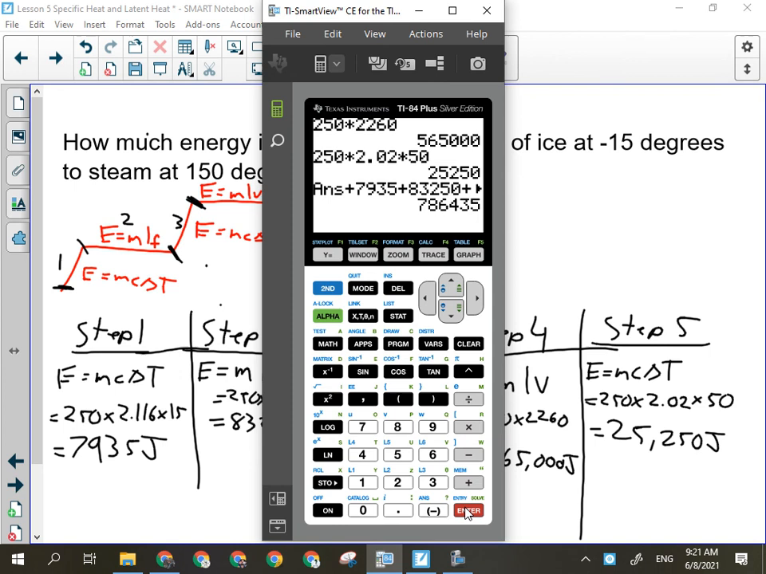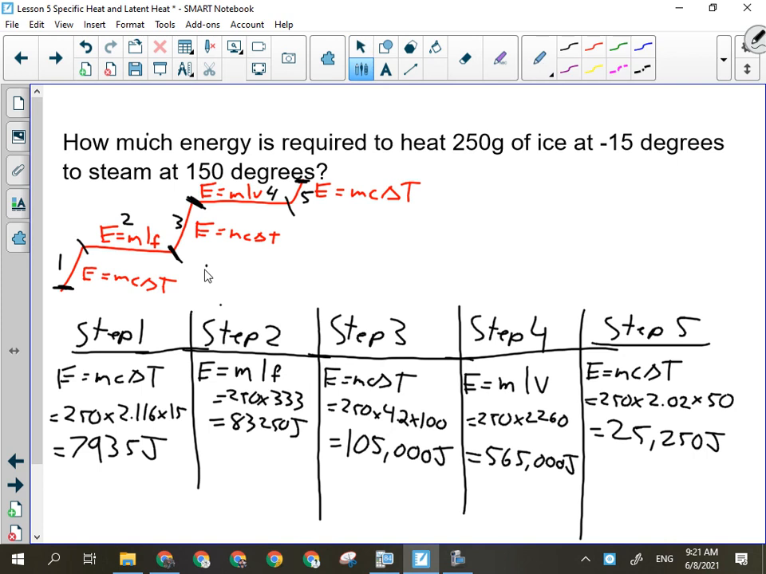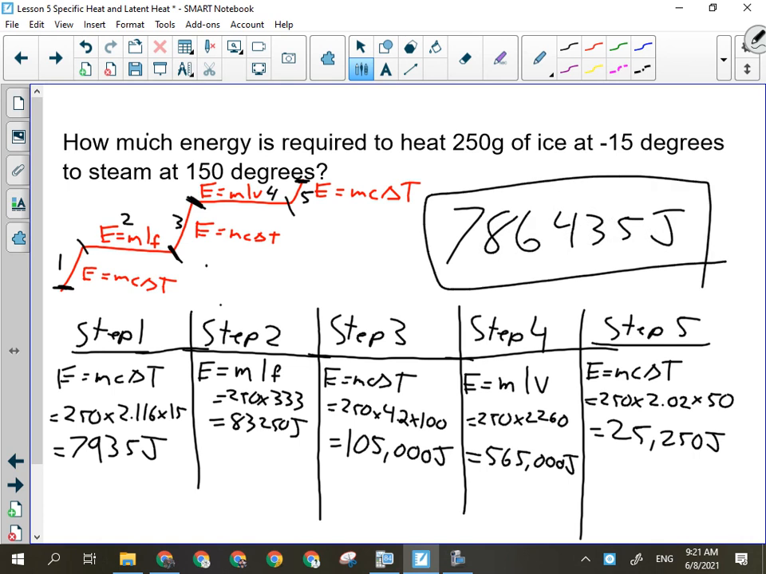All right, 786,435 joules. Most of which was required to do the evaporate.